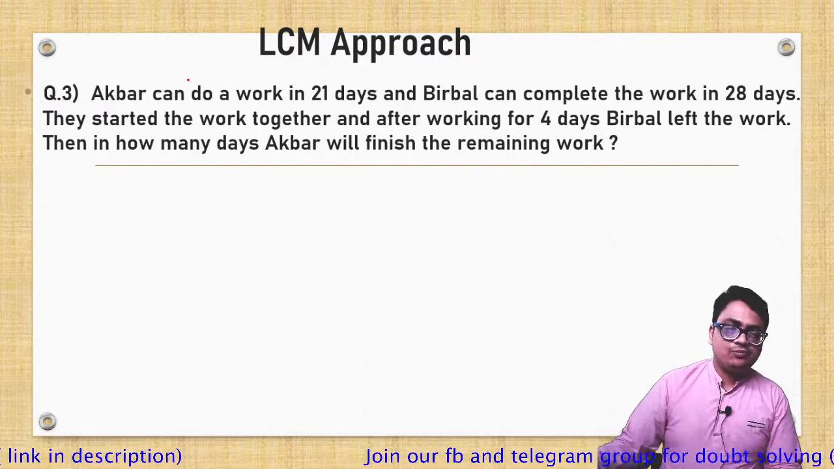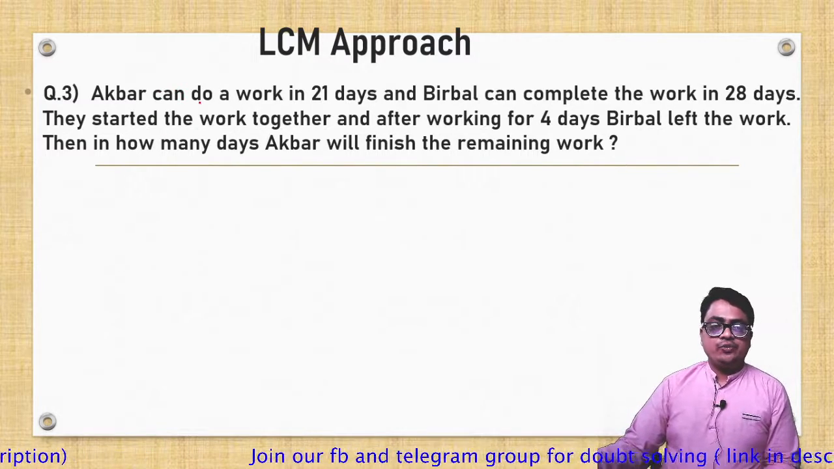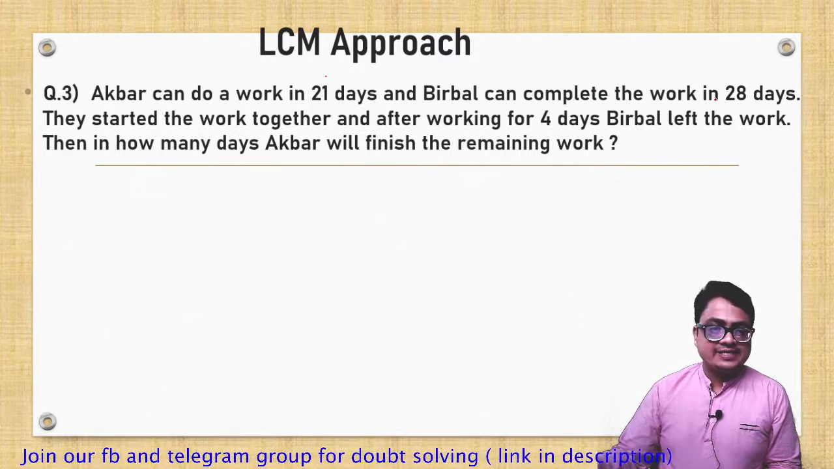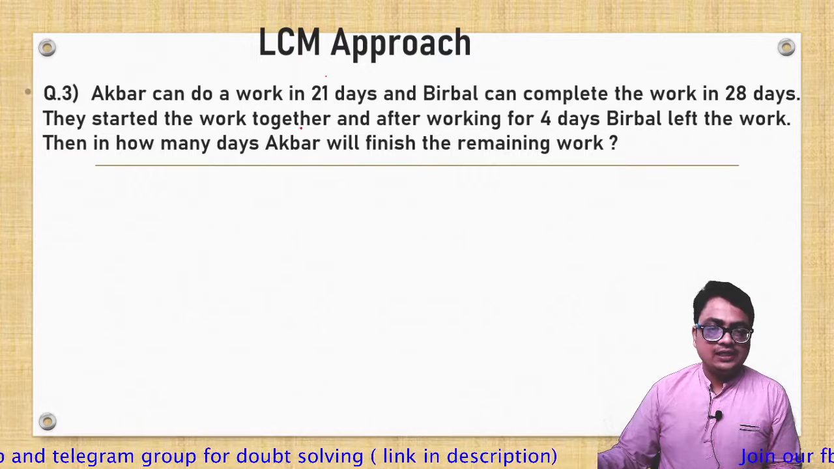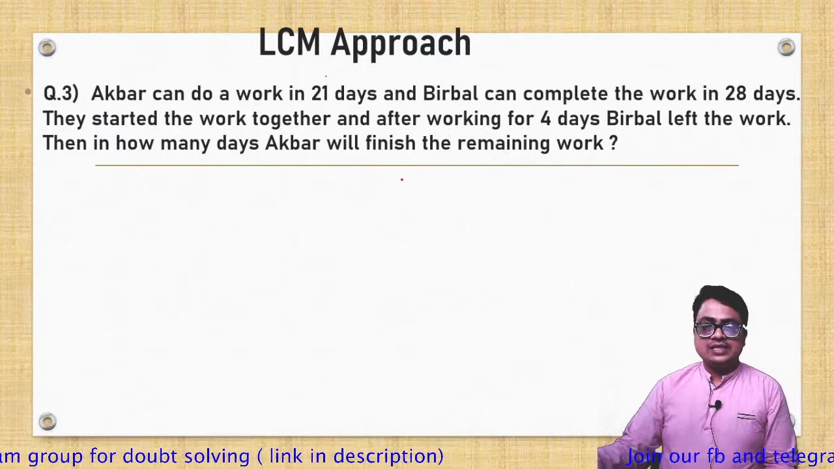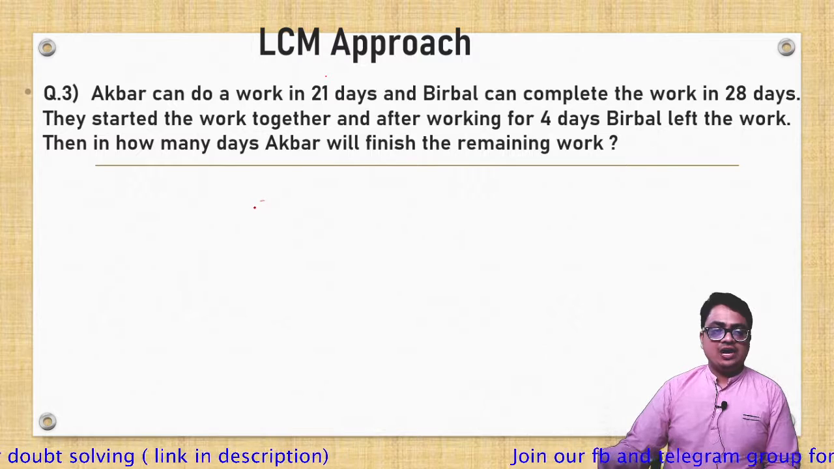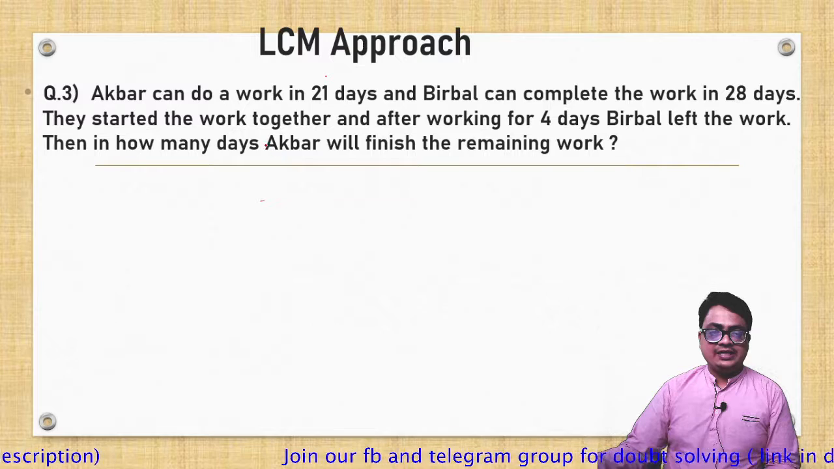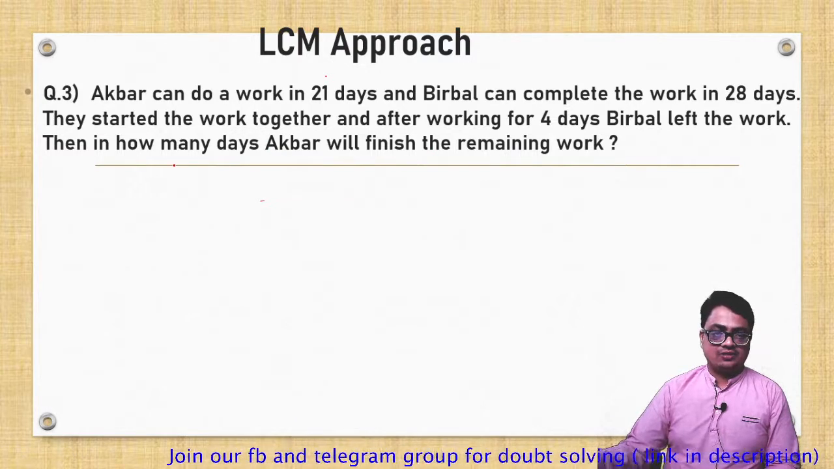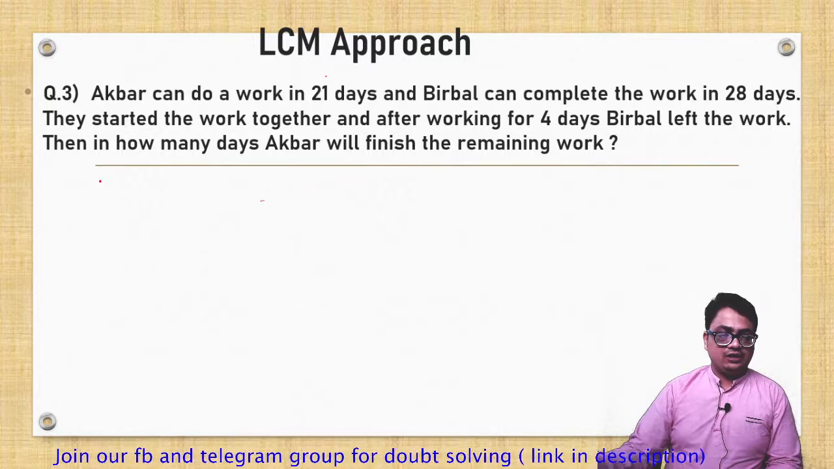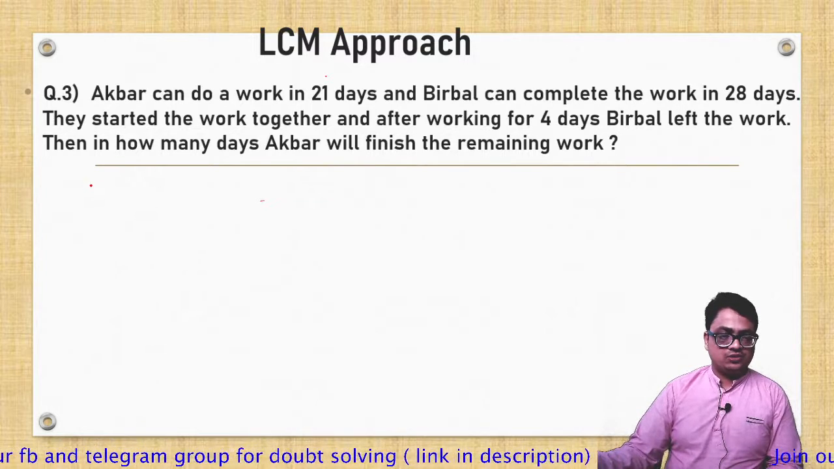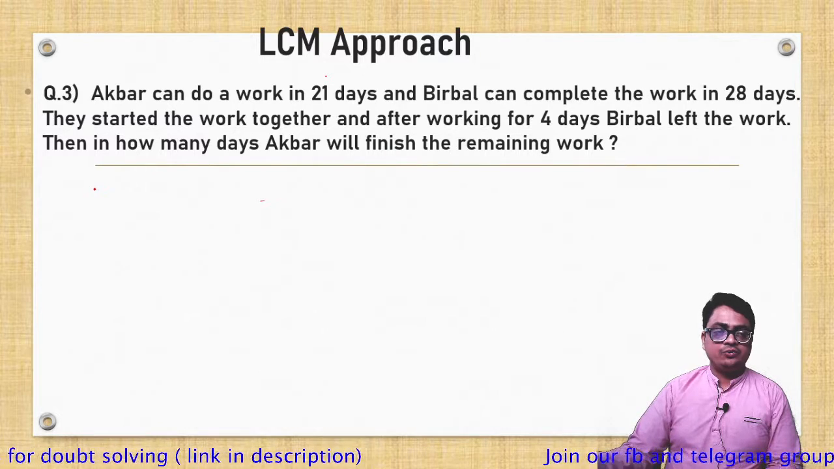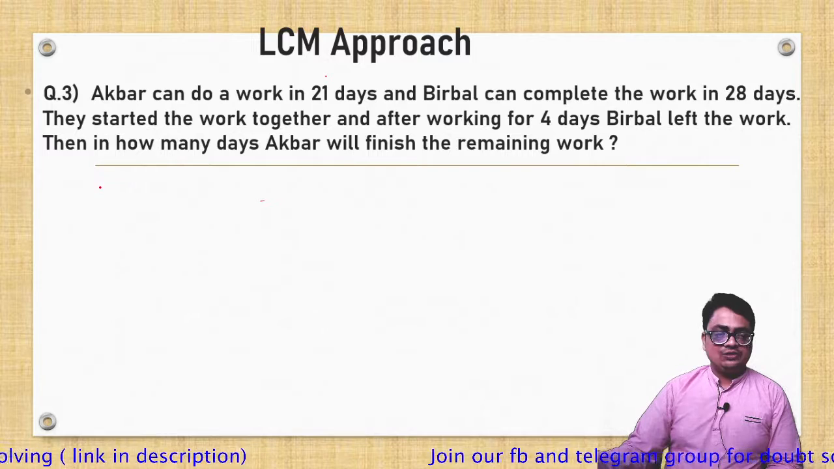So, this is problem number 3. Akbar can do a work in 21 days, Birbal can complete the work in 28 days. They started the work together. After working for 4 days, Birbal left the work. Then in how many days will Akbar finish the remaining work? Now you should be comfortable with both approaches. Do not go for any one approach, both approaches will be helpful in different scenarios.